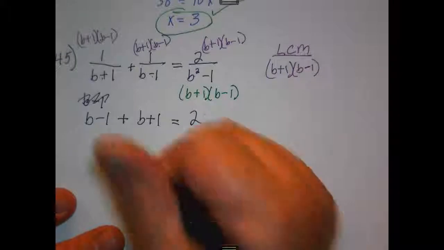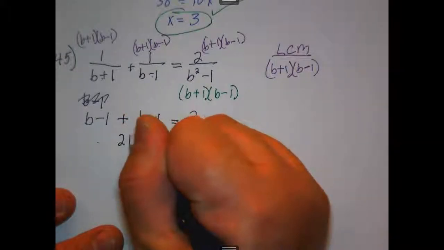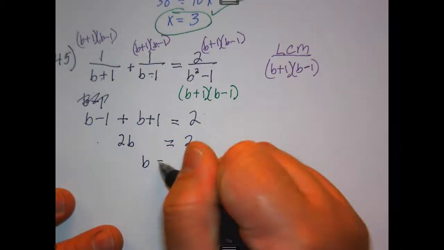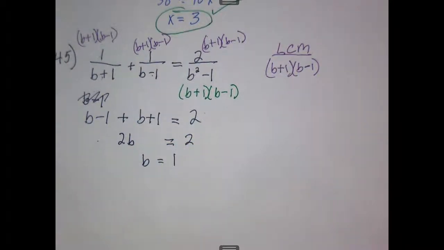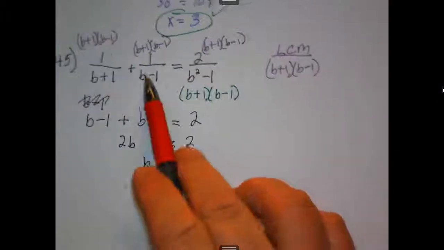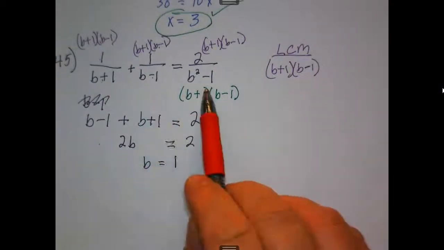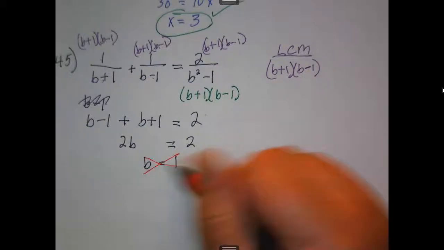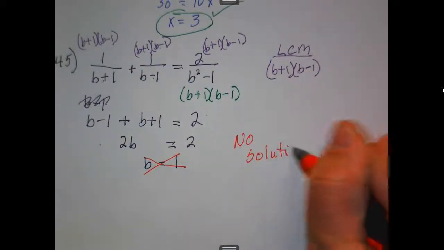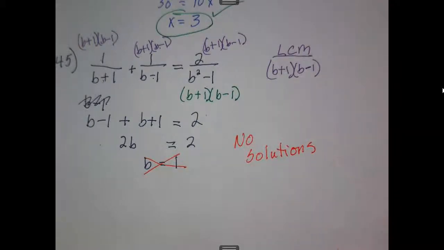Okay, b plus b, 2b. My 1s cancel. Okay, what does b equal? Doesn't work? Why? Yeah, you got a couple of zeros here. You end up with a 0 here and a 0 there. So guess what? No solution. Sadly.